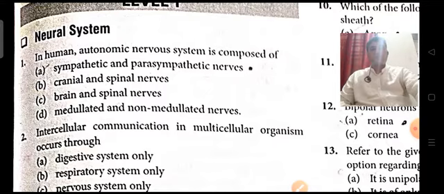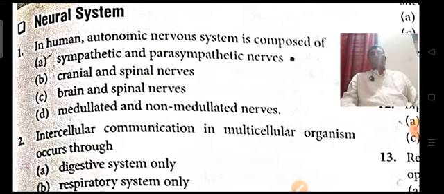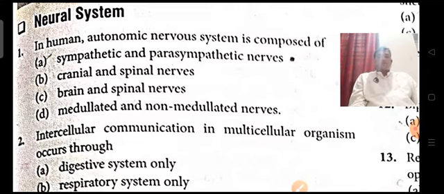In the first question of this level 1, in humans, the autonomic nervous system is composed of... Generally we see the peripheral nervous system and the autonomic nervous system present in our body. Autonomic means which functions on its own, and we know that the autonomic nervous system is composed of two components: the sympathetic nervous system and the parasympathetic nervous system.